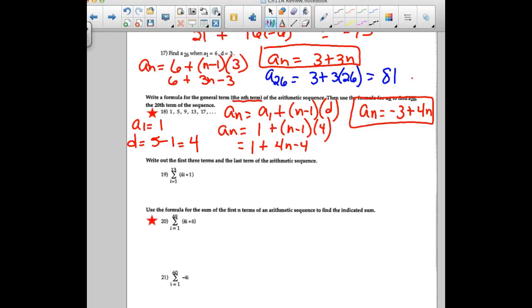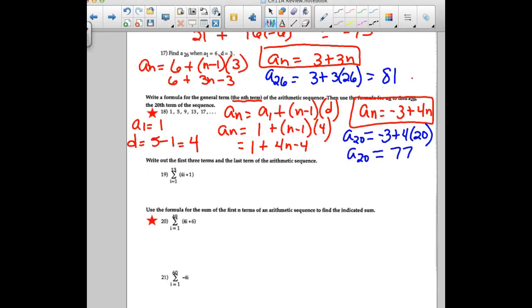It asks us to come up with a formula for the nth term, and we have. Now it says to use that formula to find the 20th term. So a sub 20 would be negative 3 plus 4 times 20. Well, 4 times 20 is 80. 80 minus 3 would be 77. So our 20th term is 77.